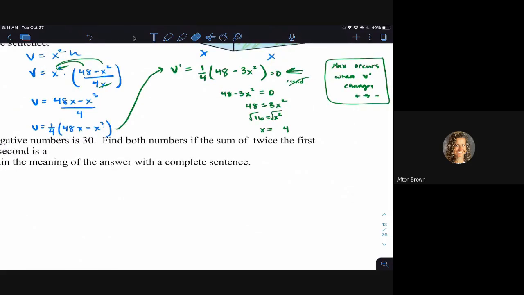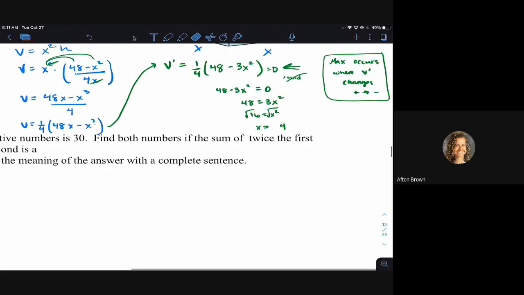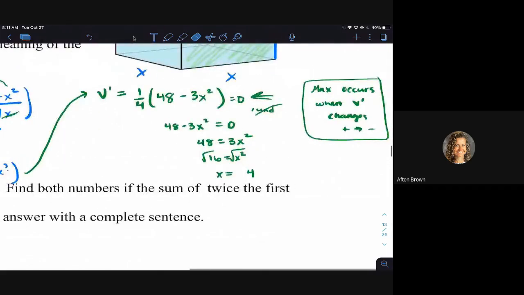Okay. How do I prove it's a max and not a min? What do I have left to do? What have we done on other questions to decide between a max and a min? A sign chart. So I want to do a sign chart. You could do second derivative, but I generally want to avoid that if possible. So I'm just going to do a v prime sign chart.